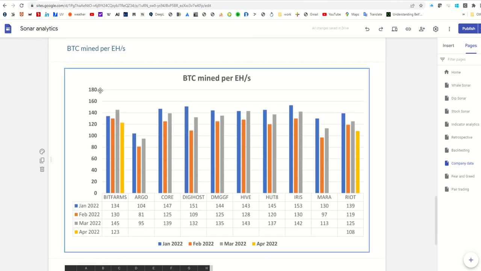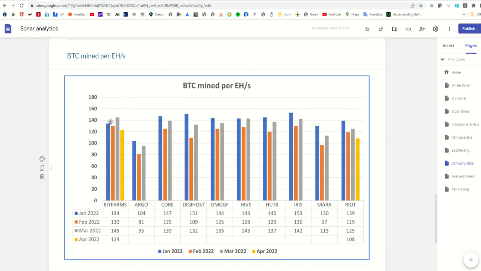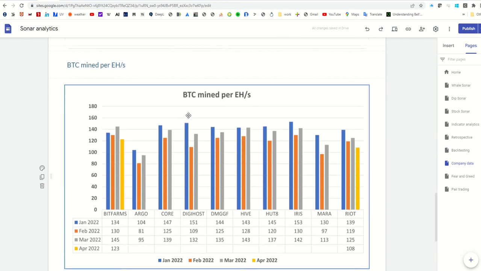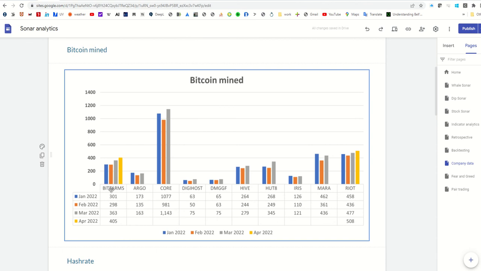In this graph, Bitcoin mined per exahash, you can look at it as the efficiency. It's a bit curious. This has dropped because they mined more Bitcoin while the exahash went up. But we can see this goes up and down month per month. So I don't know what is causing the drop in efficiency. As soon as more companies announce their production for April, I will put that also here so that everyone can access it.